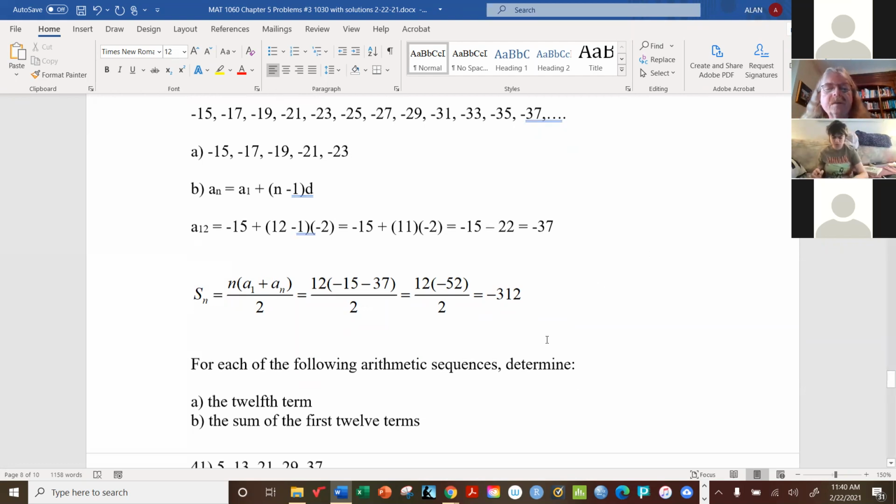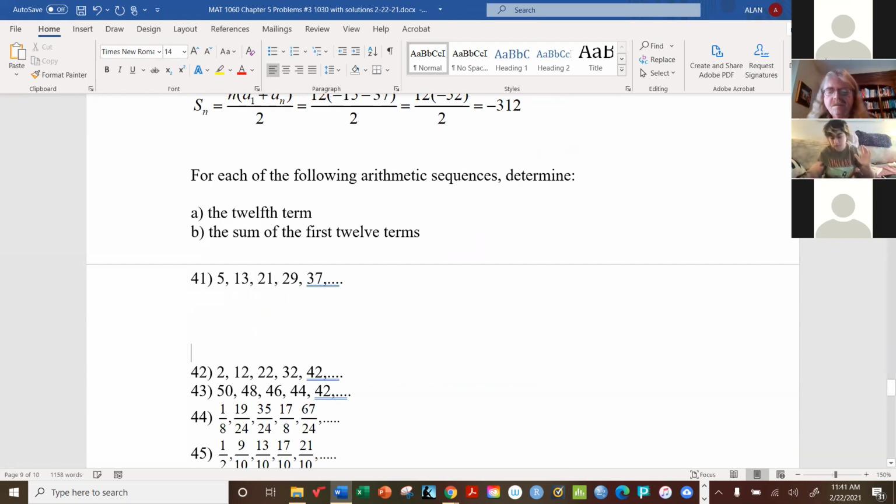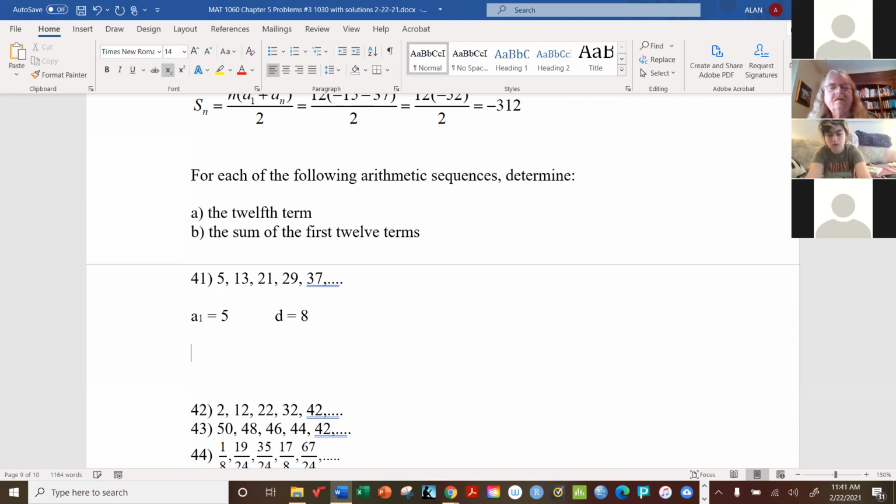All right, now for the next group, it's a little different. You have the actual sequence, and what you have to do is come up, as usual, with the 12th term and the sum of the first 12. There's no point asking for the first 5 terms because you already have them. But you do have to identify A1, which in this case is 5, and then D, in this case, is 8. And so what you might want to do, like we did before, is actually start writing them out until you find the 12th term, and then you can confirm.